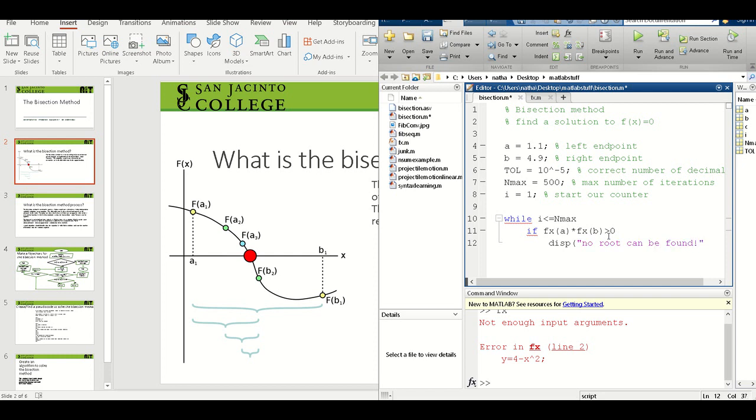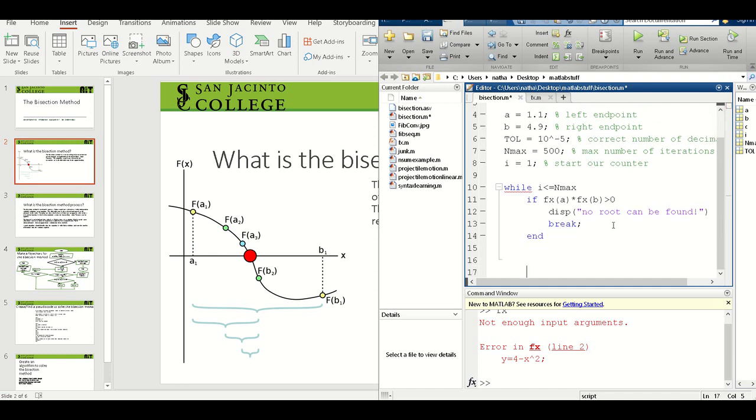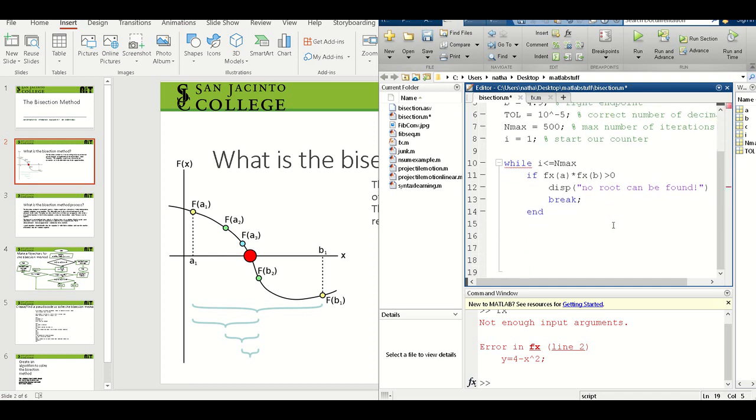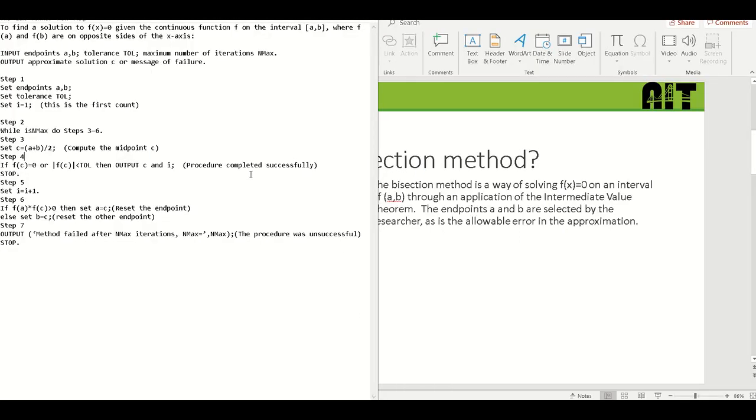So we need to alert that person, hey, this doesn't work. We need to break, which means terminate the algorithm. Stop doing anything, right? So that's kind of one option. I'm going to put an end down here, and this end is going to block my while loop, okay? So now that's been done. Let's go back over to my pseudocode.